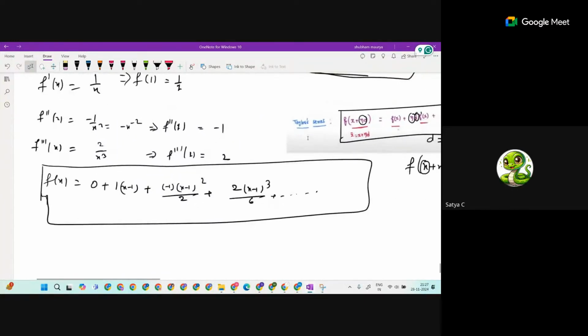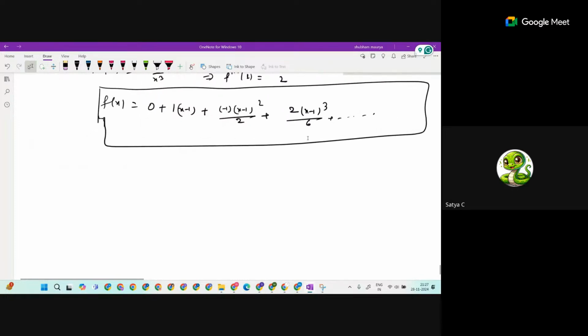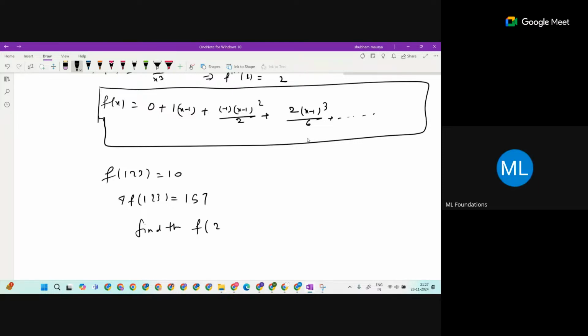So it says f of (1,2,3) is equal to 10, and nabla f of (1,2,3) is equal to (1,5,7). Okay. And then find the value of f of (2,2,2). Yes, sir. And the answer given is 4.